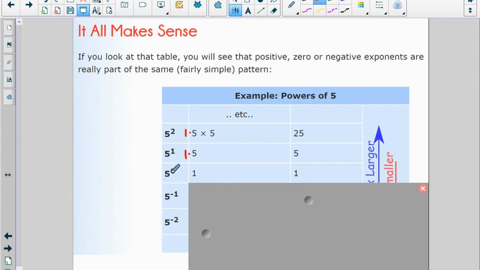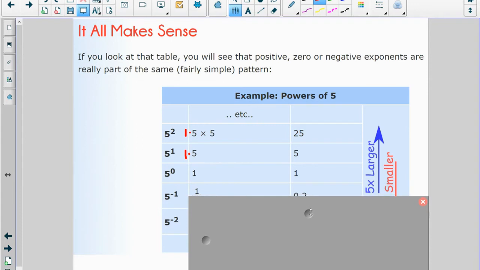When we continue down this list, notice my exponents are getting smaller by 1. So 2, 1, 0, negative 1, negative 2. And we basically have just been dividing by 5, or taking a factor of 5 out of the value. So if we take this value of 1 and take a 5 out of it, or divide it by 5, we'd have to do 1 divided by 5, which is 1/5, or 0.2 if you want the decimal equivalent.